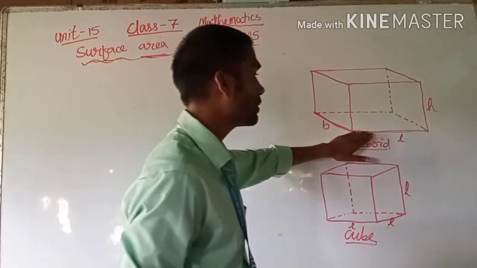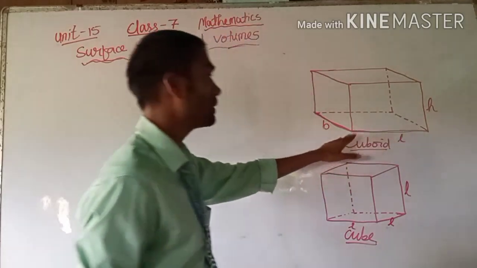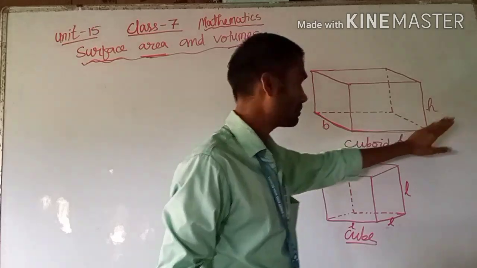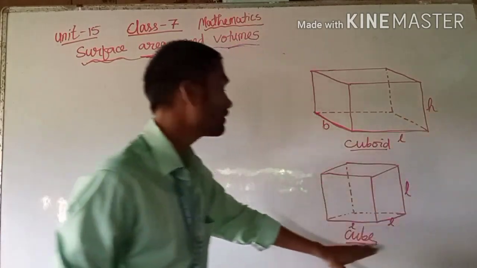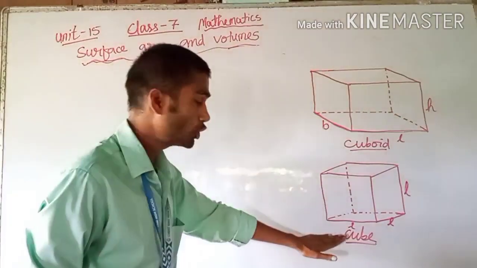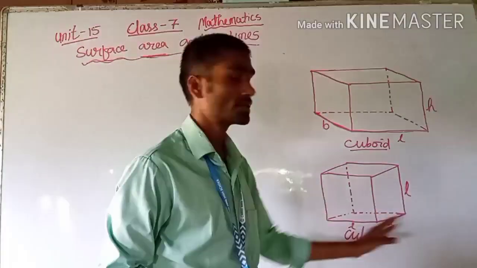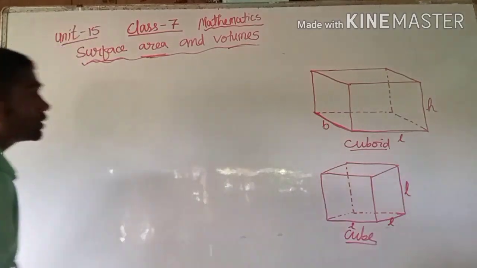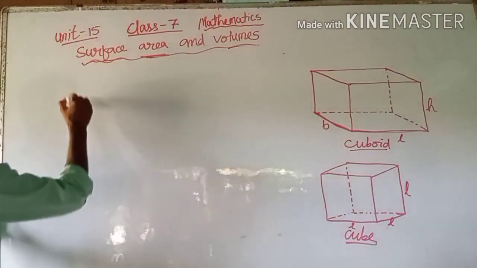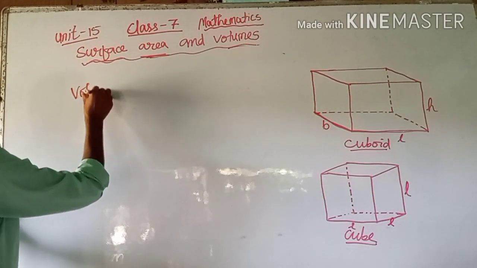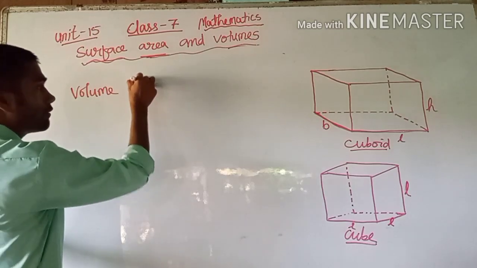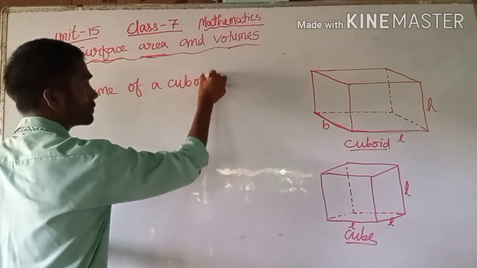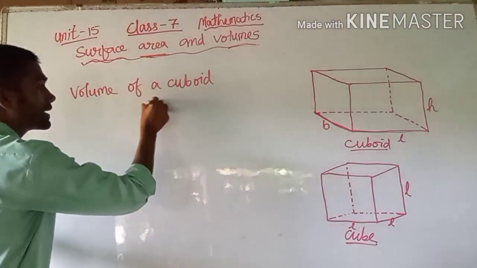Now here when we are saying cuboid, the length and the breadth may differ, and the height also may differ. That means they will be different. But when we are saying cube, all the three sides, that means length, breadth and height, are the same. So when we are obtaining the volume of a cuboid, it is similar to the rectangle.